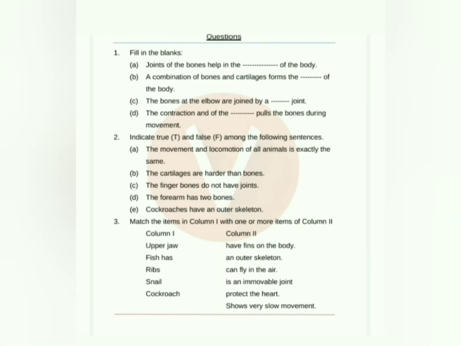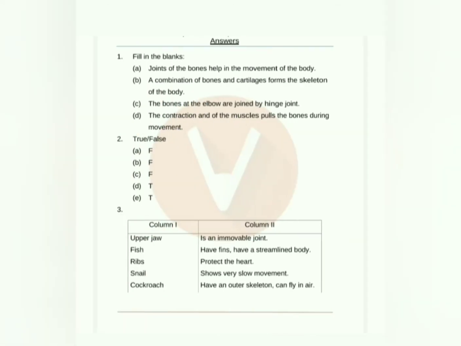Next, see the third question. C. The bones at the elbow are joined by a dash joint. Elbow, leg, door hinge. Yes, recall. The bones at the elbow are joined by a hinge joint.